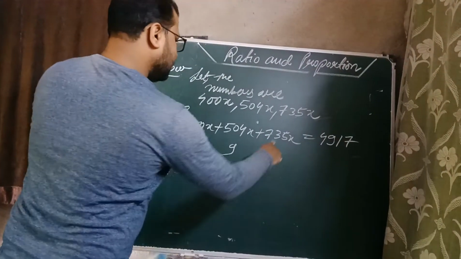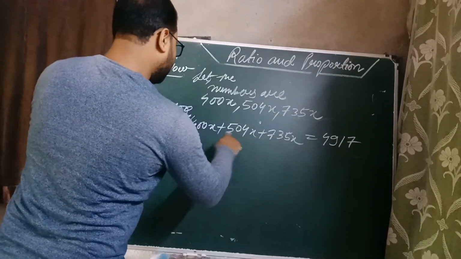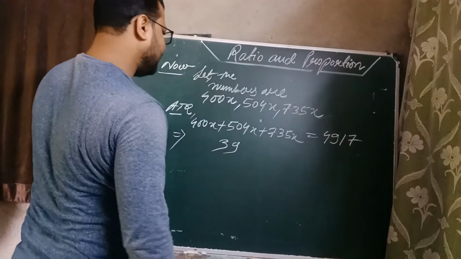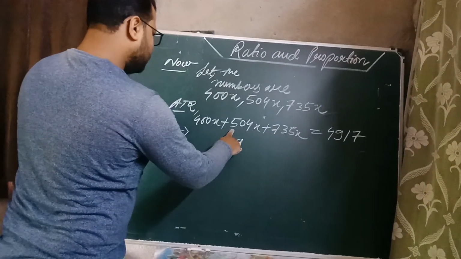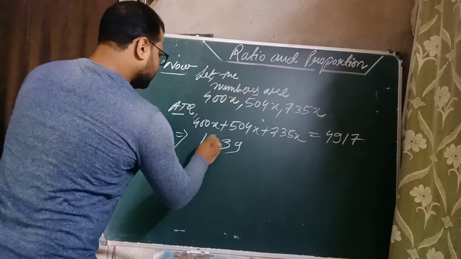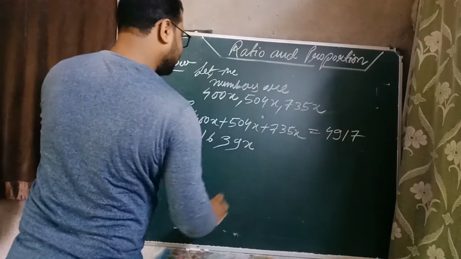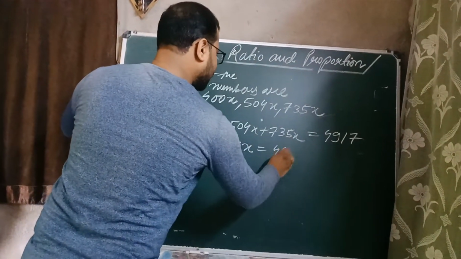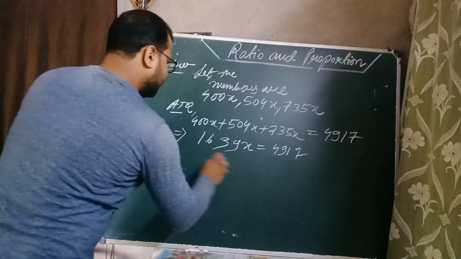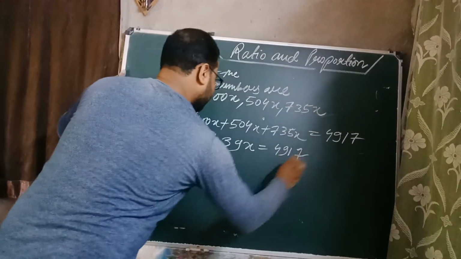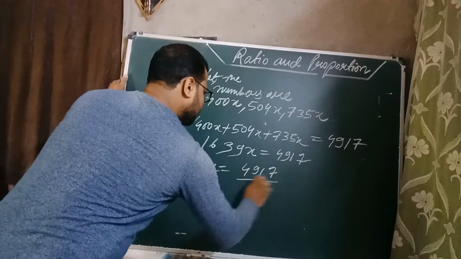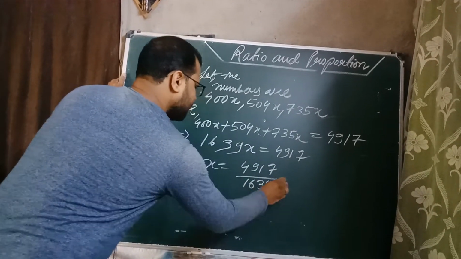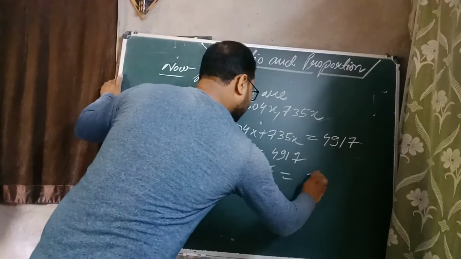5409. Then 3003. Correct? Then 7 plus 5, 12. 12 plus 4, how much? 16. 1639x is equals to 4917. Am I clear, students? Fine. So x is equals to how much? 4917 divided by 1639. You'll cancel it. You will get 3.